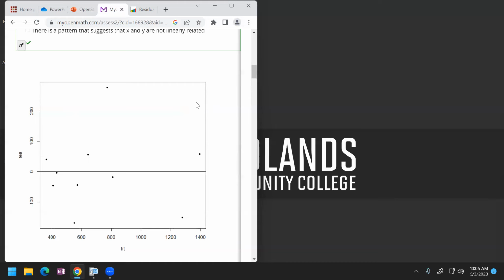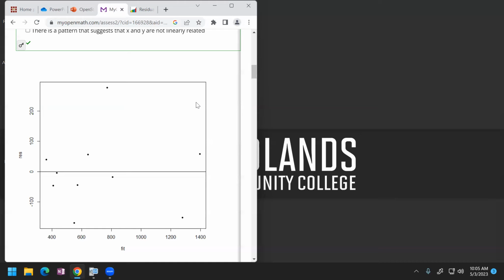So if you were to calculate all these residuals, which I did, and you were to plot that versus the independent variable, which I did, you'll get a graph that looks very similar to this. All right.